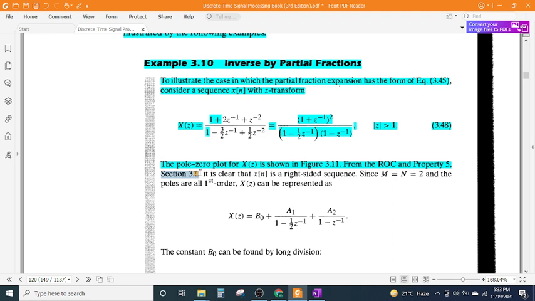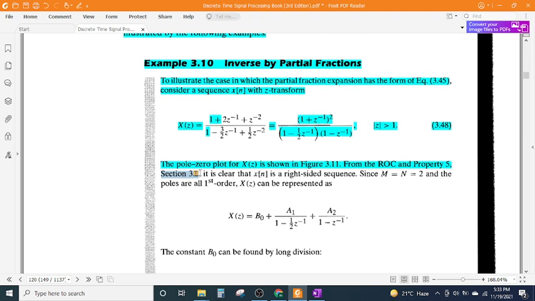Figure 3.11, the pole-zero plot for the Z-transform in Example 3.10. Now the coefficients A1 and A2 can be found by applying Eq. 3.43 to Eq. 3.48, or, equivalently, Eq. 3.49. Using Eq. 3.49, we obtain X(z) = 2/(1 - (1/2)z^-1) + 1/(1 - z^-1).